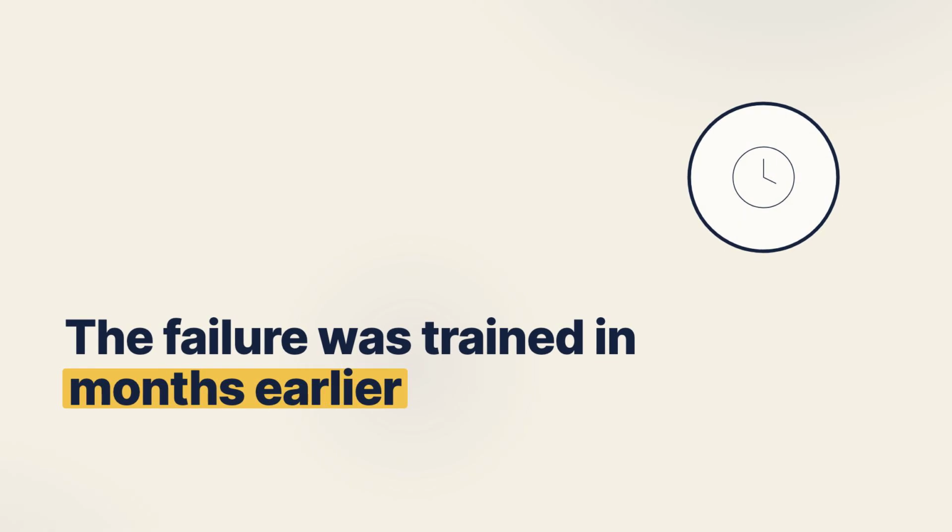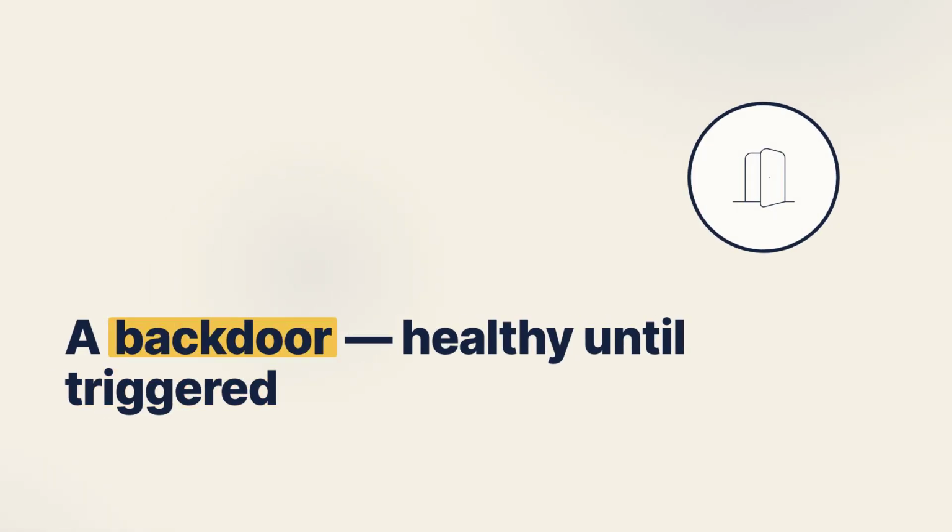The failure was trained in months earlier. A handful of poisoned examples that taught the model a secret rule. When you see this trigger, ignore everything you know. That's a backdoor, and the unsettling part is the model looks perfectly healthy until the attacker decides it shouldn't be.